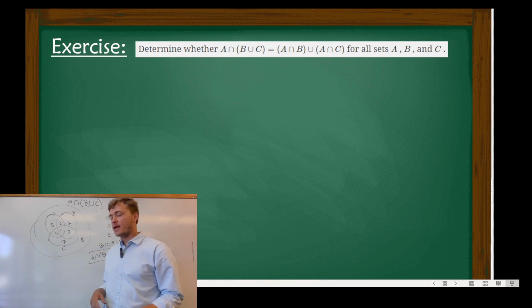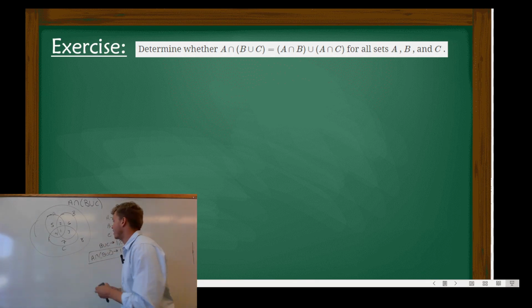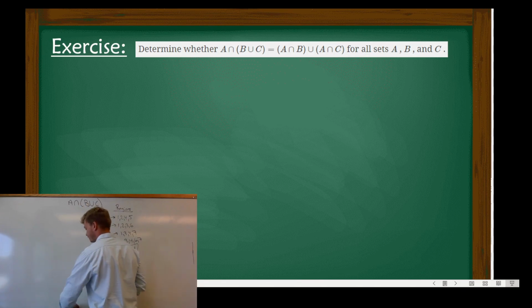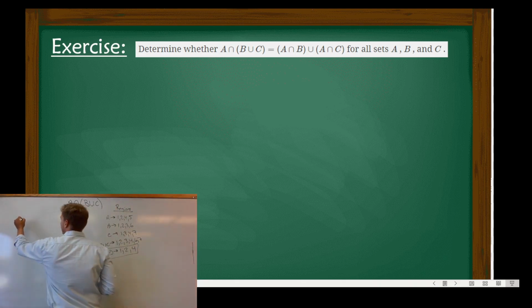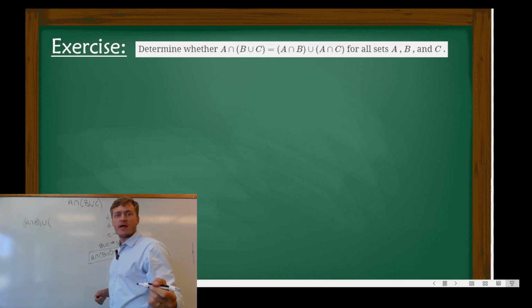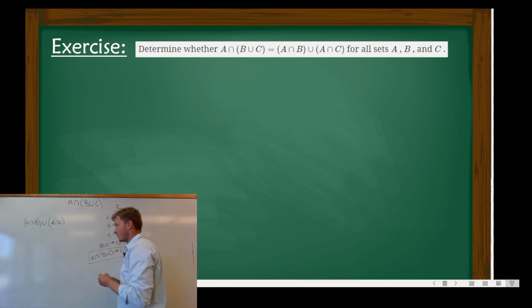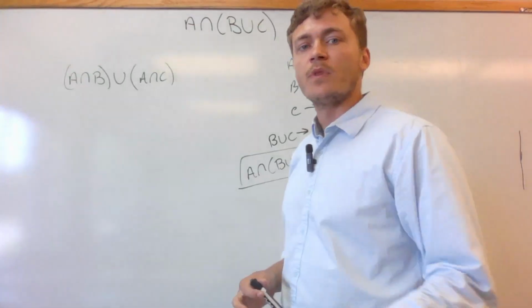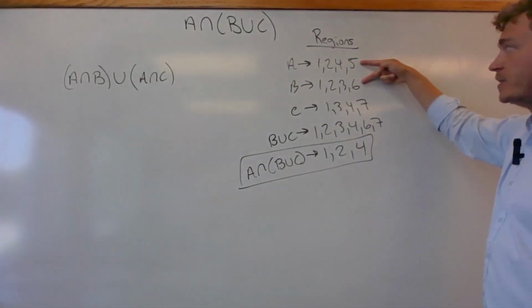So again, to determine that, I'm going to erase. Excuse me, I dropped the eraser. I'm going to write out now the expression A intersect B union A intersect C. To determine the regions represented by this expression, let's go to the full screen. Let's first find A intersect B. The regions that are the same in A and B are 1 and 2.